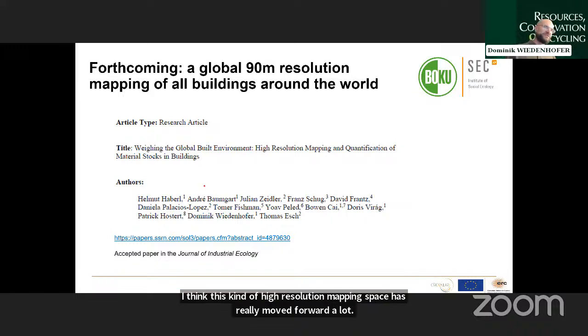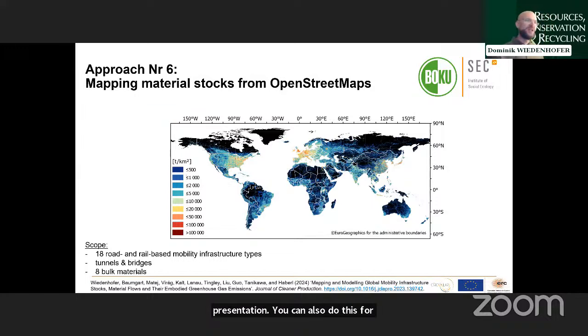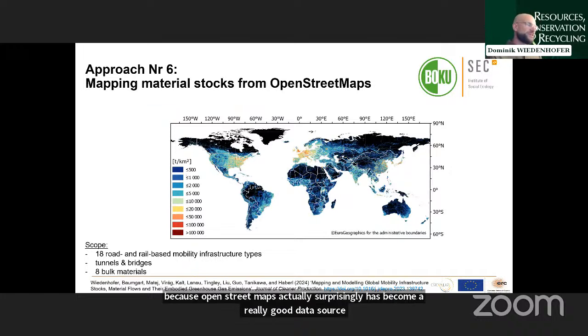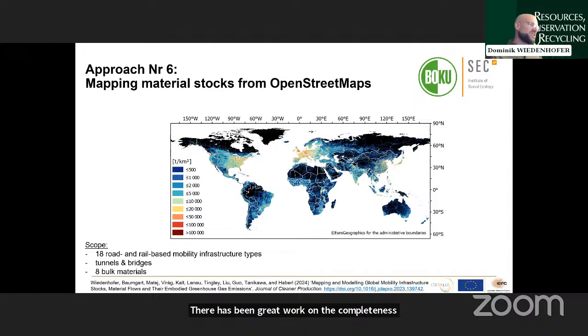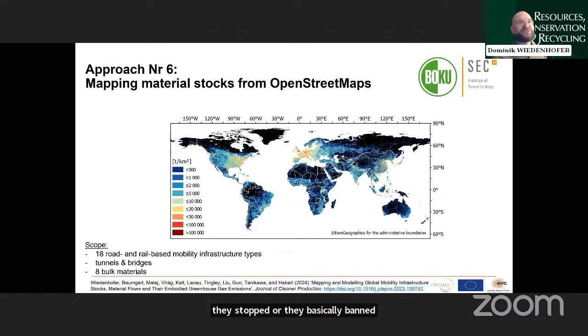To look at the last piece of my presentation, you can also do this for infrastructures, because OpenStreetMap actually, surprisingly, has become a really good data source. There has been great work on the completeness and accuracy of OpenStreetMap, and it's actually really, really good. For most places around the world, you have relatively good information, except for China, where they basically banned people from inputting information into OSM. So whatever you find in there right now is just a snapshot of the past. It's not really evolving anymore. But in all other places, you can actually do this.